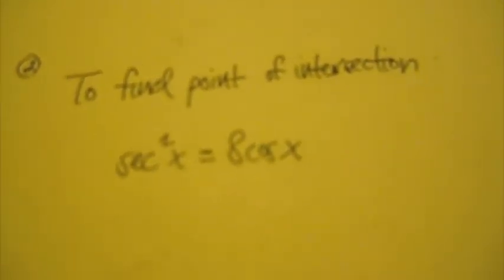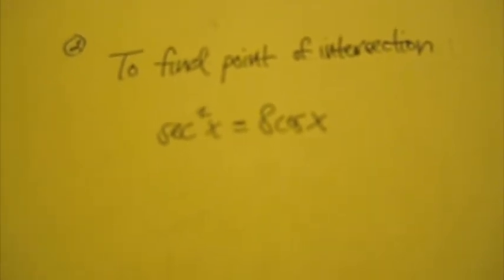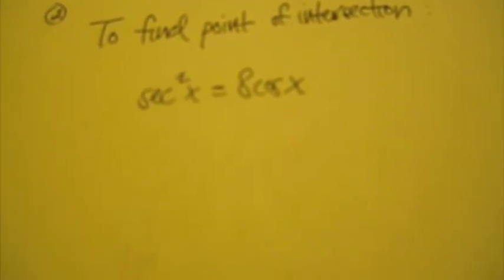The next step you want to do is to find the point of intersection. To do that, you set secant squared x equals 8 cosine x, and secant squared x essentially is just 1 over cosine squared x equals 8 cosine x. Multiply cosine squared x on both sides, you'll end up with 1 equals 8 cosine cubed x, and you divide 8 both sides.